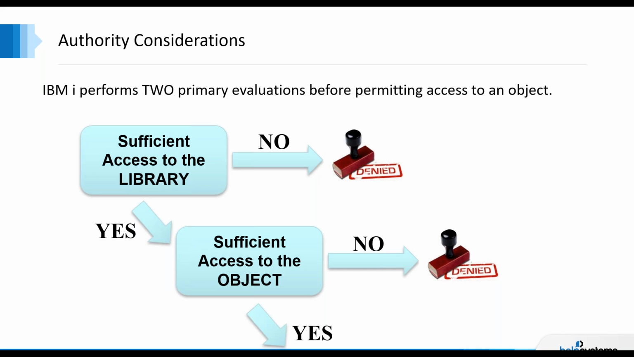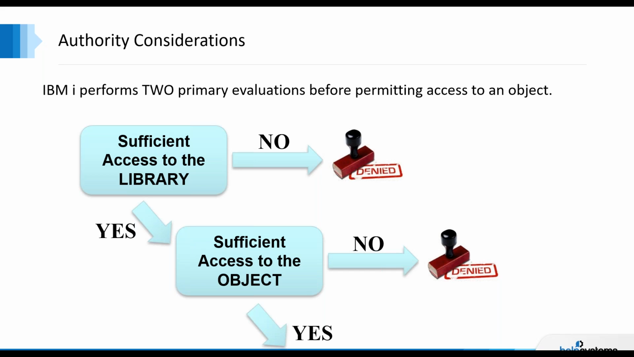If you are indeed able to access the library, the operating system will perform a secondary evaluation now at the individual object level to determine if what you're trying to do to that file or program is appropriate. What this means is that by creating an application that is secured at the library level, we can very quickly and easily exclude the non-authorized users from accessing any of the objects without paying too much attention at the object level itself.